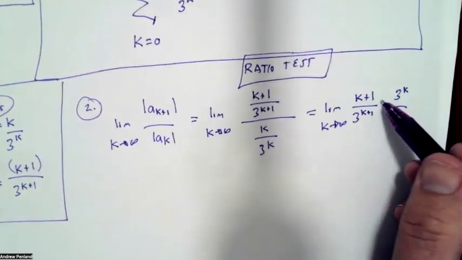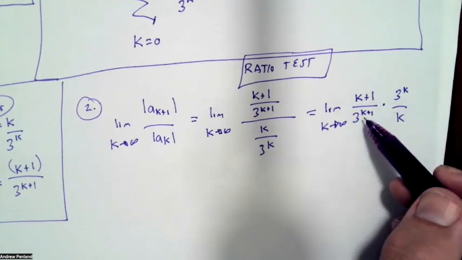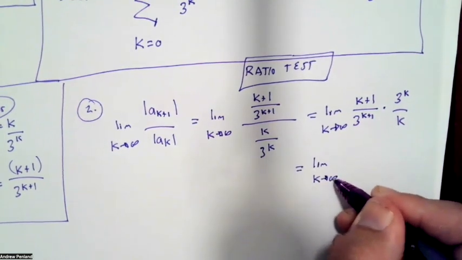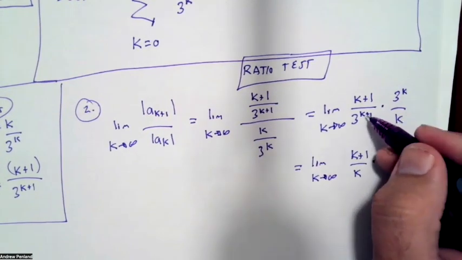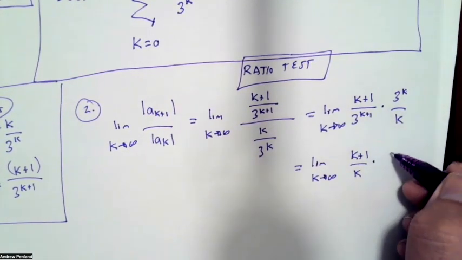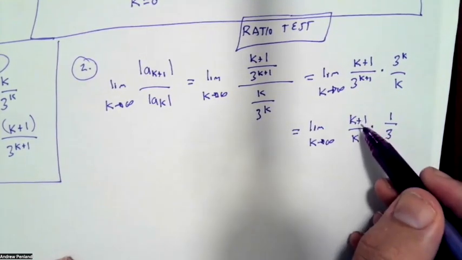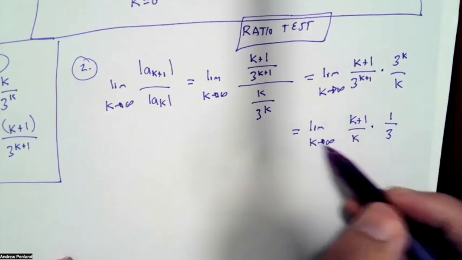Now there's nothing that cancels between the k plus 1 and the k, but there is something that can cancel between the 3 to the k plus 1 and the 3 to the k. So this will be the limit as k approaches infinity of k plus 1 over k times 3 to the k cancels with 3 to the k, and I'm just left with 1 over 3. Now I'm not done because I still have these k terms, but the limit as k approaches infinity of k plus 1 over k is equal to 1.